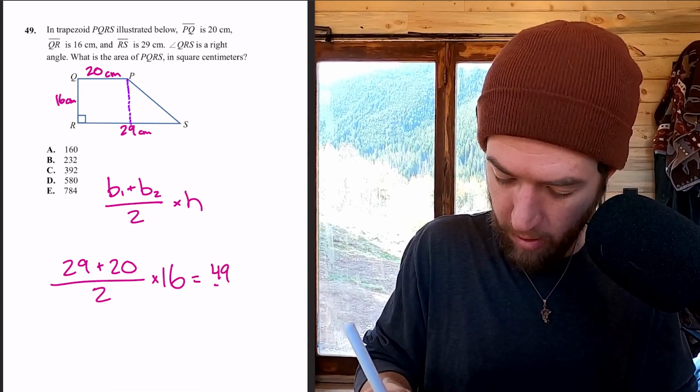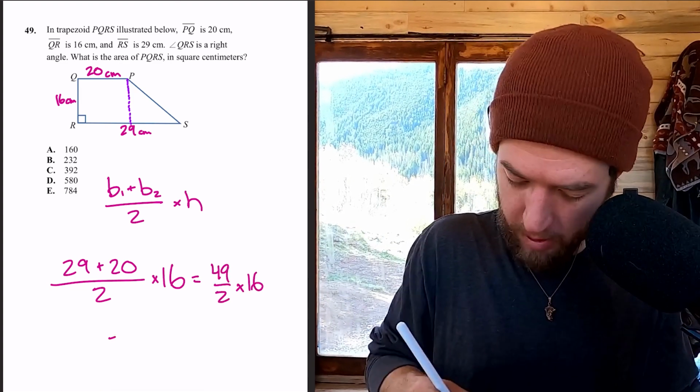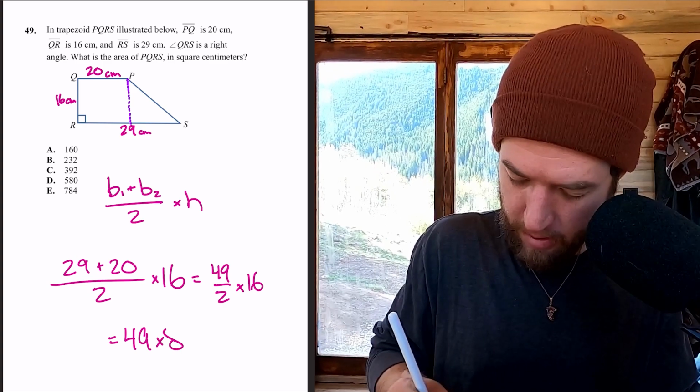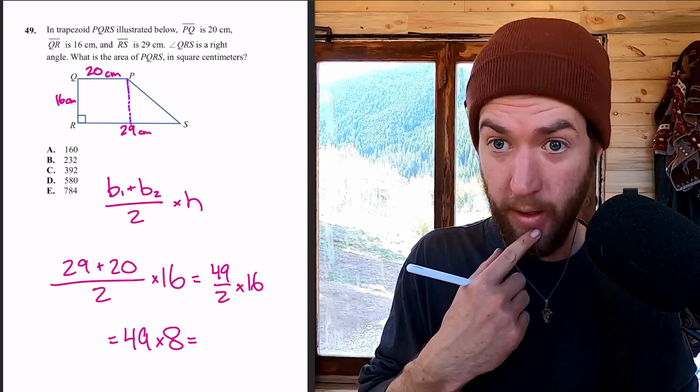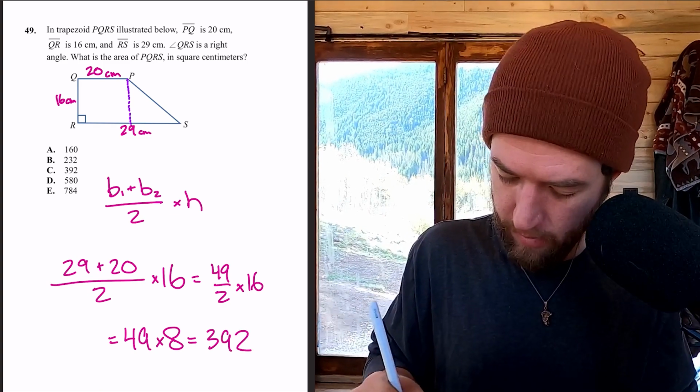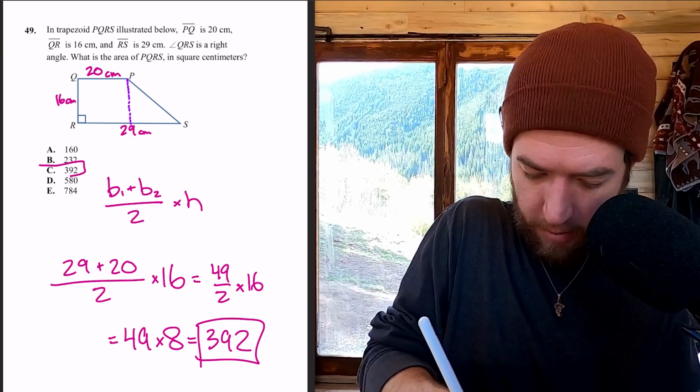So 49 over 2 times 16, which is 49 times 8. Which is 50 times 8 minus 8, which is 400 minus 8, which is 392. Is that an answer? 392, answer C. On to the next.